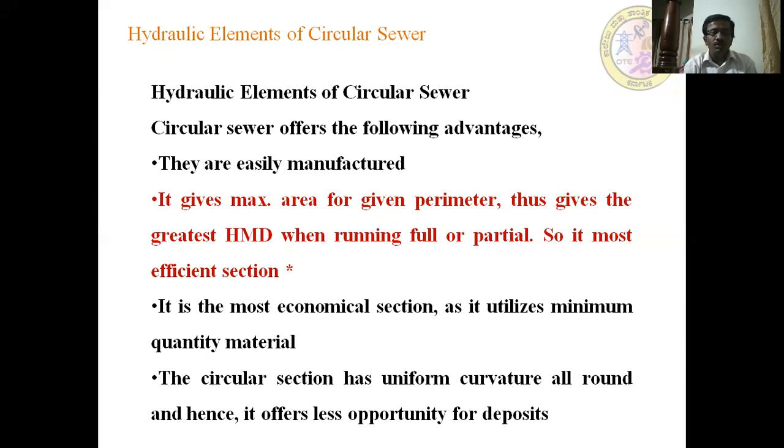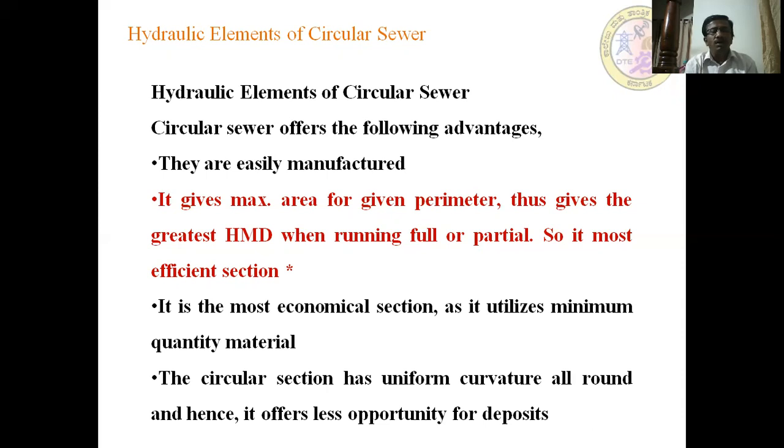So the circular section has many advantages over the other shapes. Other shapes may be rectangular, horseshoe type, parabolic, elliptical, and so on. When compared to other types of shapes, the circular section sewer has some advantages. The very first one is that it is easily manufactured, means it is easy to mold.